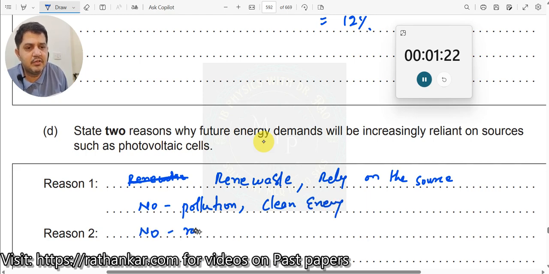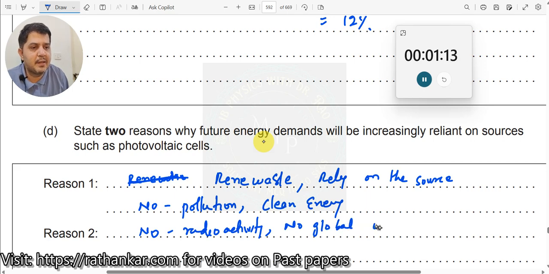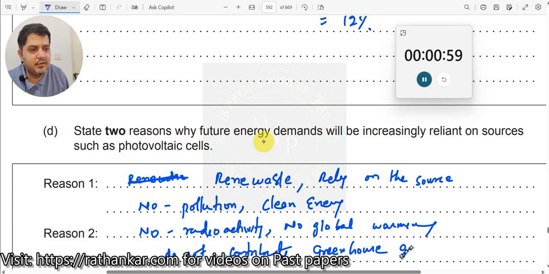No radioactivity. You can say this. You can also say no global warming, right? No global warming over there, and hence they do not contribute to greenhouse gases. Greenhouse gases, right? So you can mention all these reasons.